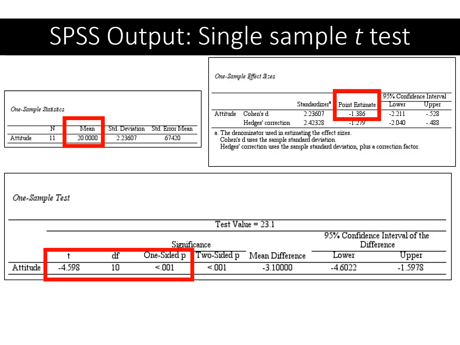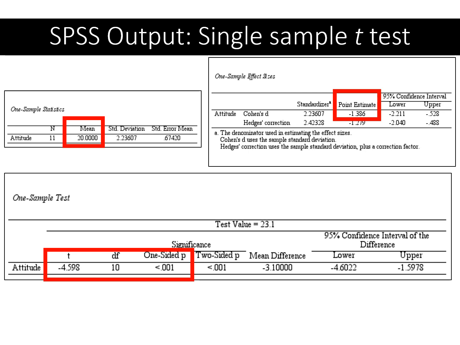This is the output produced by SPSS. This is nearly everything we need to report our results in APA format. We need our sample mean, which is provided in the One Sample Statistics box. Our mean was 20.0. We will use an obtained t-statistic of -4.598, our degrees of freedom are 10, and our p-value of less than 0.001. Hey, this means it's significant, right? As long as it's below 0.05, it's significant.